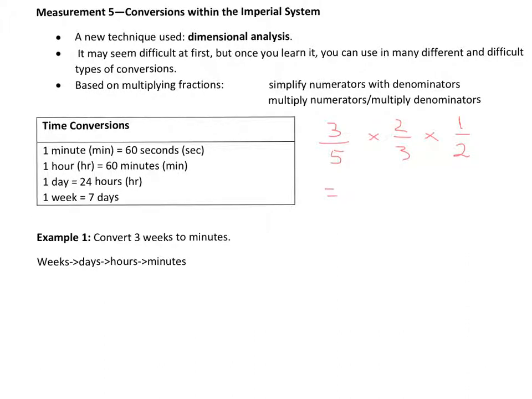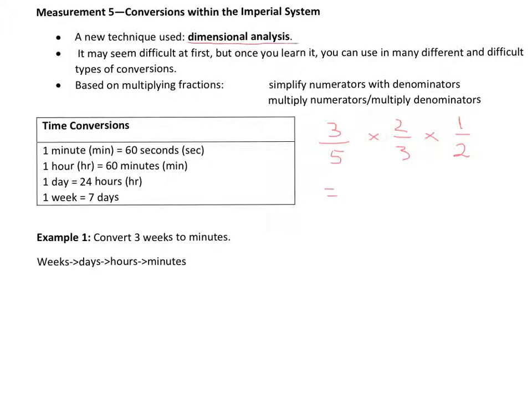Measurement lesson number 5, conversions within the imperial system. As we looked at before, we noticed that the imperial system is not as nice in some ways as the metric system because it's not always tens that we're multiplying or dividing by. So we're going to practice a new technique called dimensional analysis.